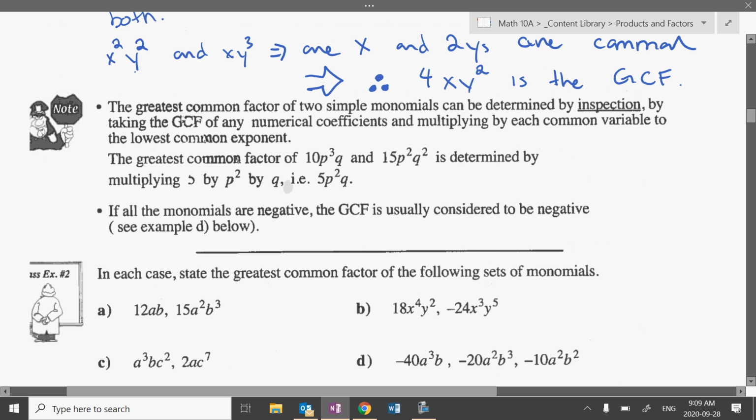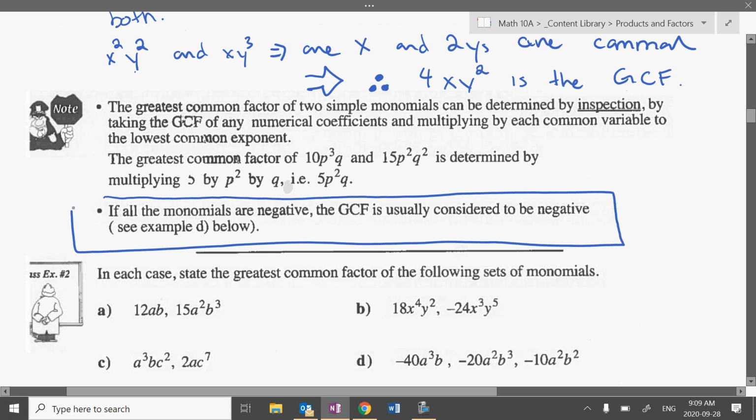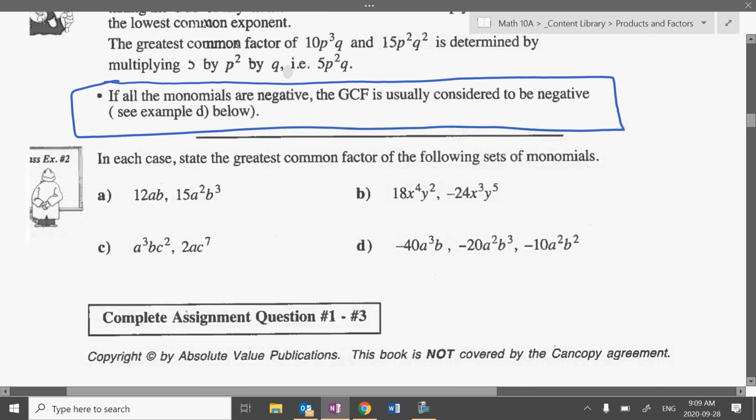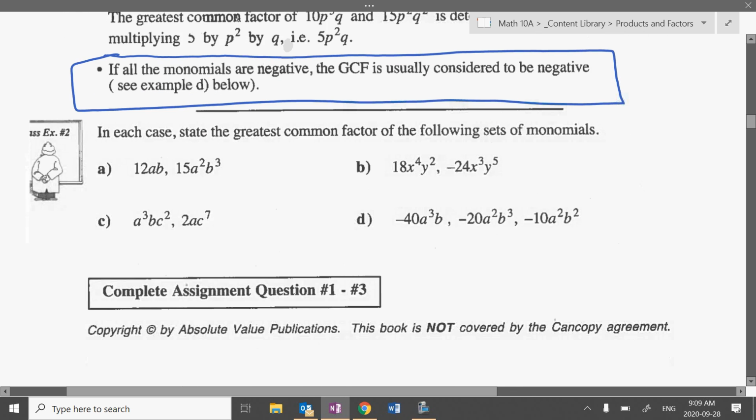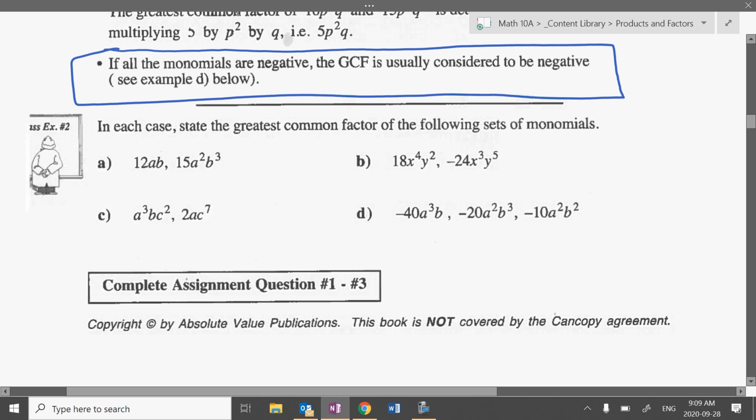Really big point. What they've written here in their notes is basically what I've said, but they also add this: if all of the monomials are negative, use a negative for your GCF. That's really important as well, especially later on in this unit. If you can factor out, which is what we're doing with the greatest common factor, if you can factor out a negative, do so. It makes your life much easier.